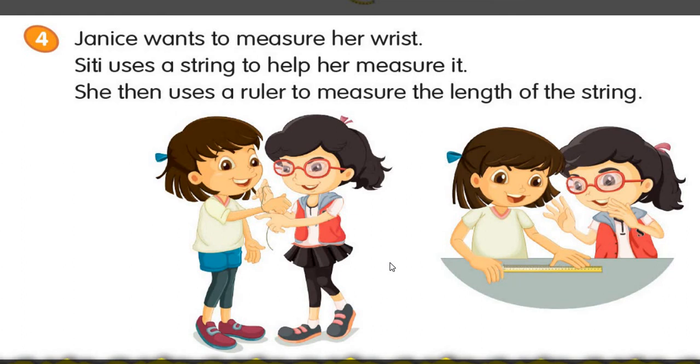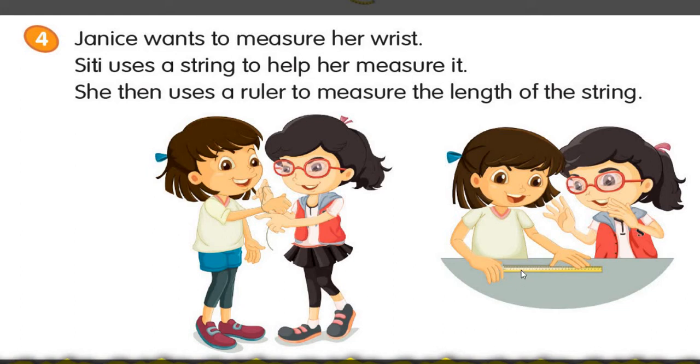Number 4. Janice wants to measure her waist. Oh, sorry, her wrist, not waist, wrist. The wrist is on the arm over here. This is the wrist. Okay, Siti uses a string to help her measure it. She then used a ruler to measure the length of the string. Okay, so if you don't have a measuring tape, what you can do is find a string, because a string is very flexible. You can put it around your wrist or around your waist, and then after that you can bring that string to the ruler, and you can find the length.